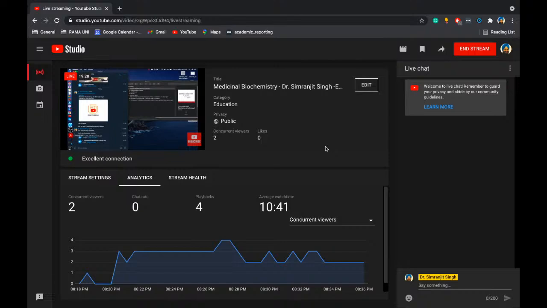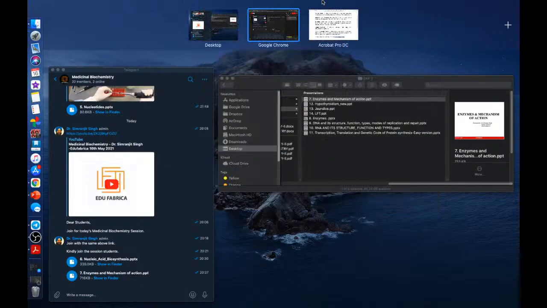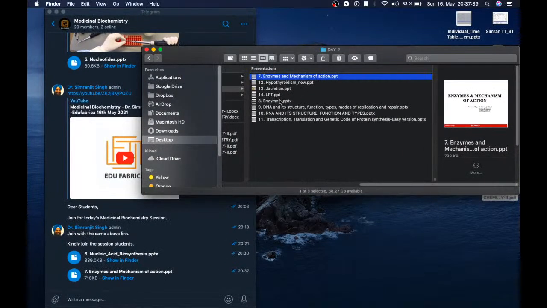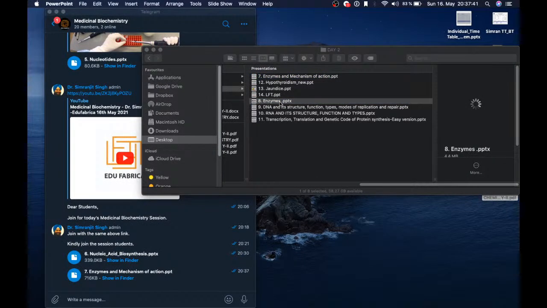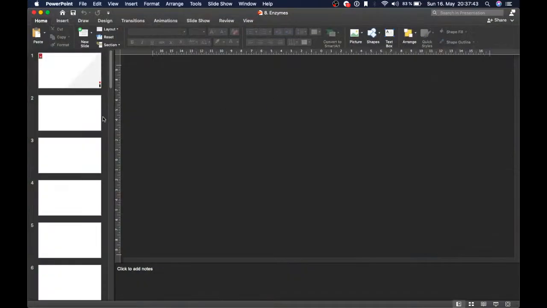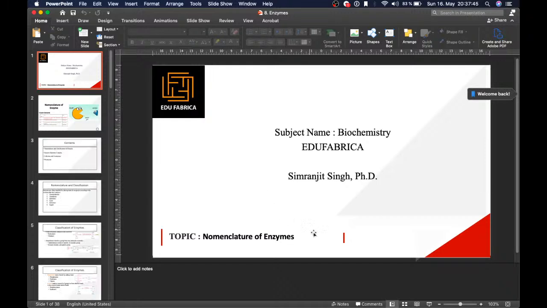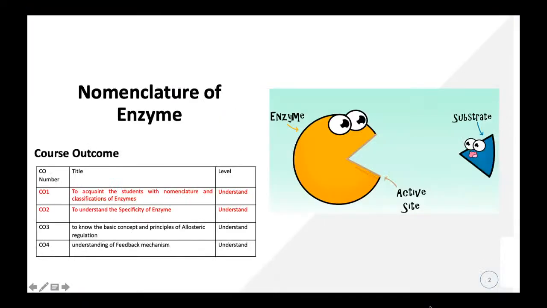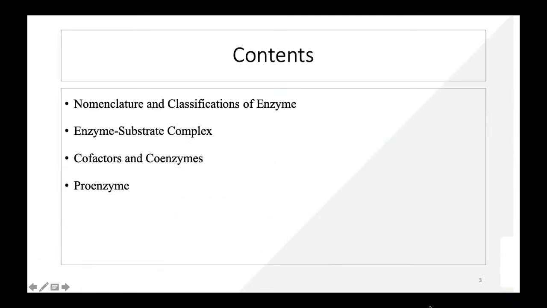Okay, now let's continue with the next part. Further, how enzymes work. So we will discuss the nomenclature and classification of enzymes, enzyme substrate complex, cofactors and coenzymes, and proenzymes.